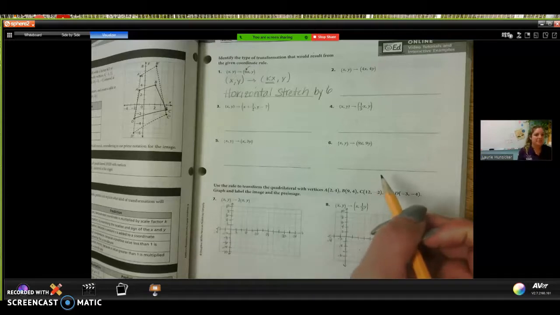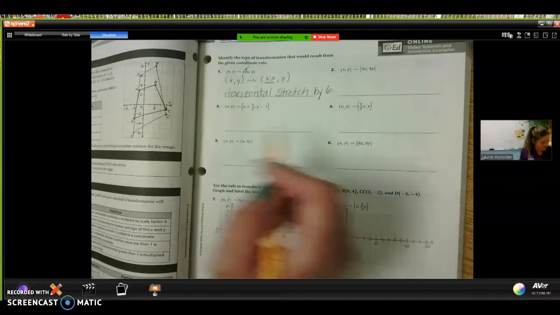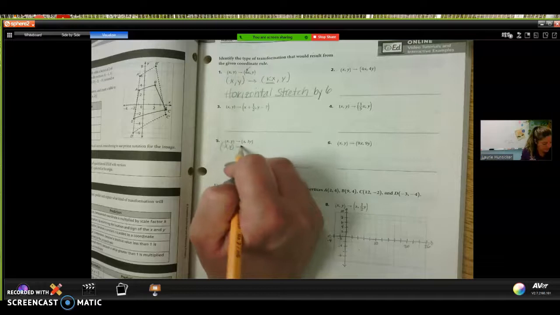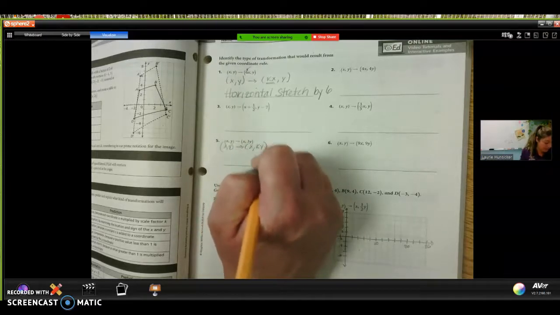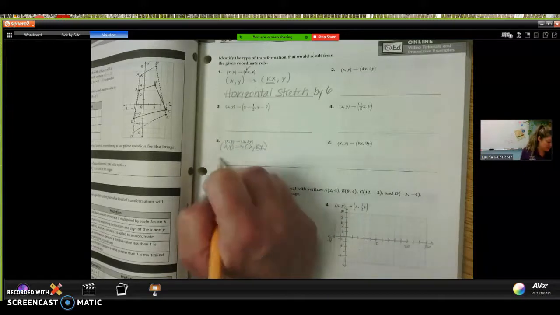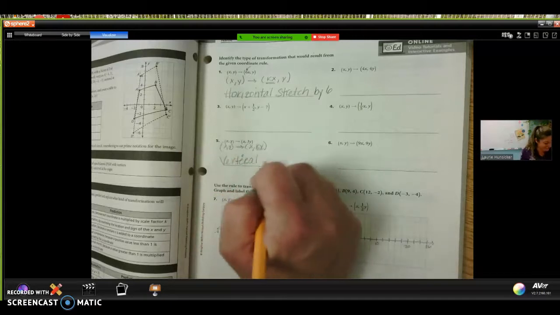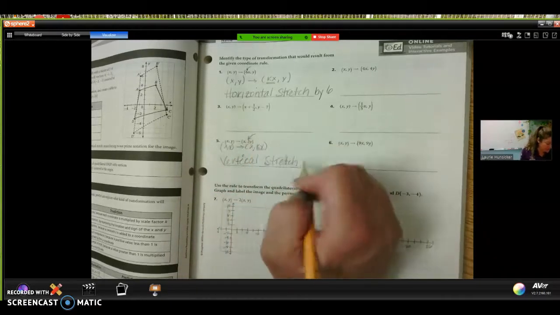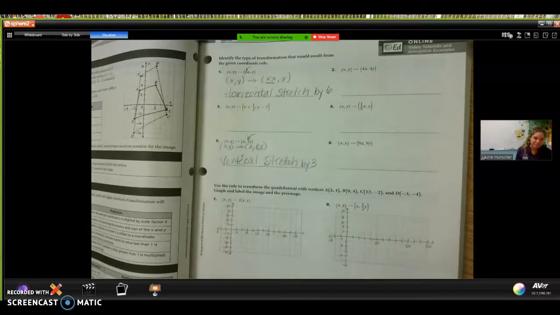If you take a look at number 5, the rule that says you take (x, y) and just multiply the scale factor by y, that is when you're going to get a vertical stretch. So vertical stretch, and again, tell me what that number is. So that number is 3, okay? All right, let's go look at number 7 and number 8.